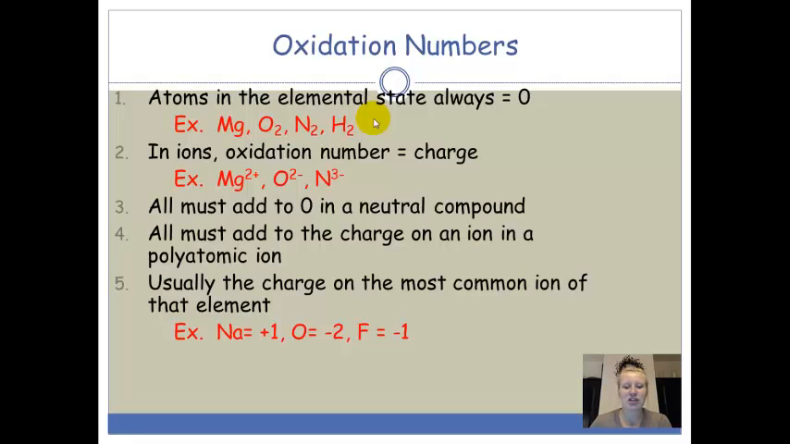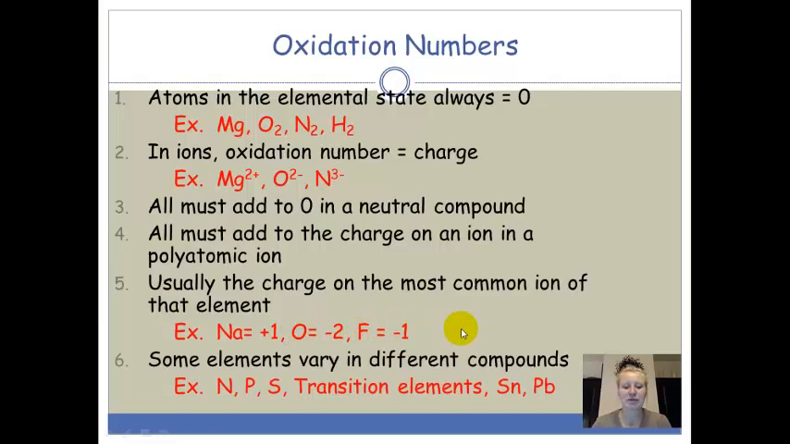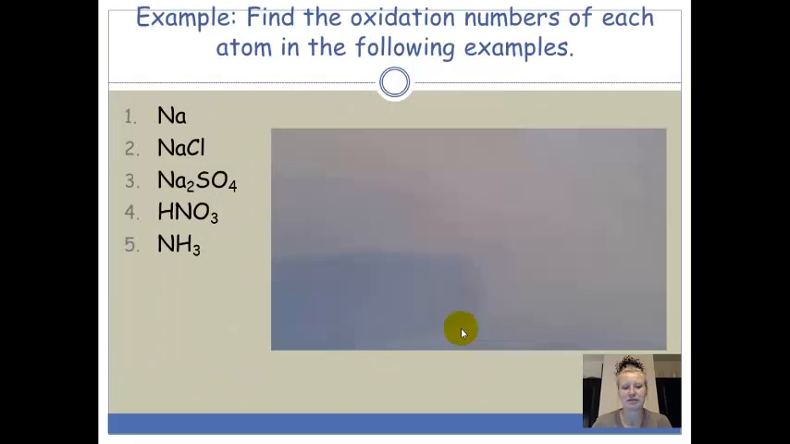Usually the oxidation number is the charge on the most common ion of that element. For example, sodium usually forms +1, oxygen usually forms -2, fluorine usually forms -1. Some elements vary in different compounds. For example, nitrogen, phosphorus, sulfur, the transition elements, they all can have different oxidation states or different oxidation numbers.